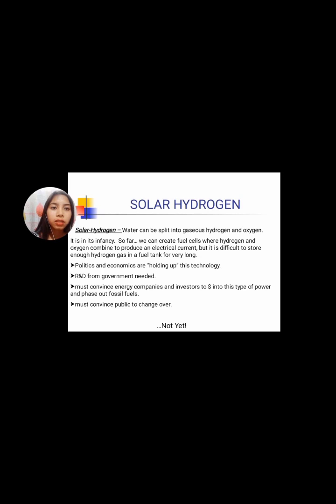When we say solar hydrogen, water can be split into gaseous hydrogen and oxygen. So far, we can create fuel cells where hydrogen and oxygen combine to produce an electrical current, but it is difficult to store enough hydrogen gas in a fuel tank for very long. For example, politics and economics are holding up this technology. R&D from government is needed; it must convince energy companies and investors to put dollars into this type of power and phase out fossil fuels, and must convince the public to change over.